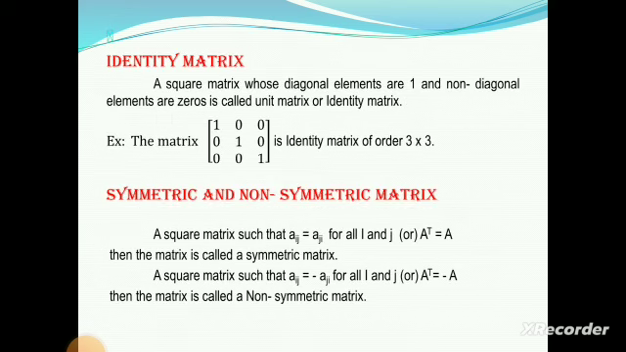Next, we are going to see about the identity matrix. A square matrix whose diagonal elements are 1 and the non-diagonal elements are 0 is called a unit matrix or identity matrix.